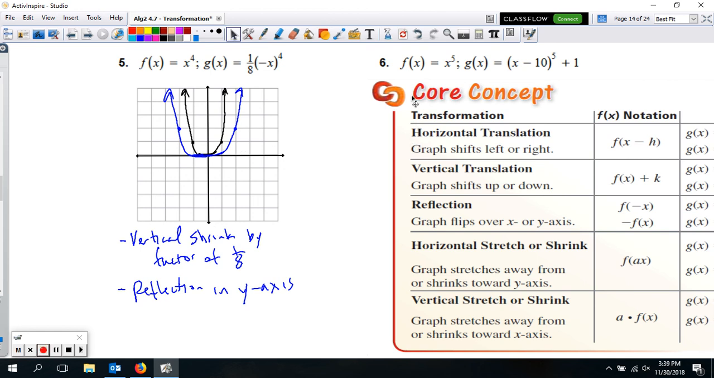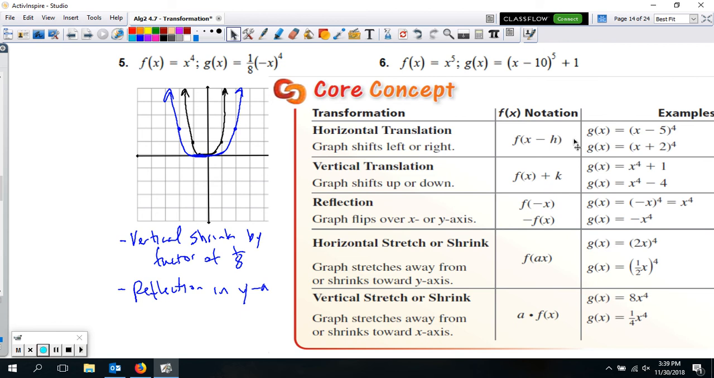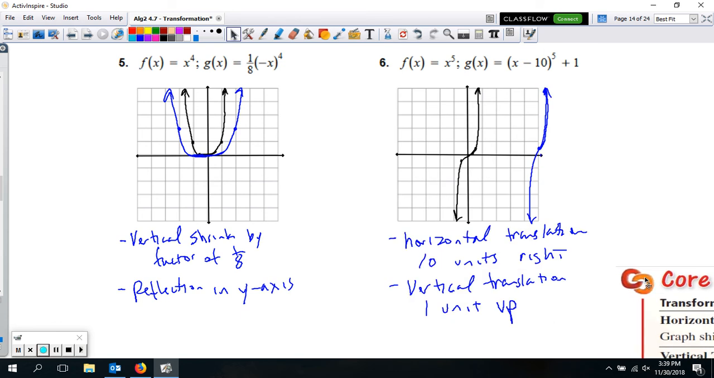Number 6, yeah, hopefully you did this one already as well. But we have an H number here and a K number. That's all we have in this one. There's no A number, there's no reflection. So it's just the top two here we're going to be talking about. So this is going to be, since it says -10, it's really +10. So it's going to go right 10 units. And this is going to go up 1 unit. So that's just our H and our K's here doing that. So that's what you're seeing here. Horizontal translation, 10 units right. Vertical translation, 1 unit up.